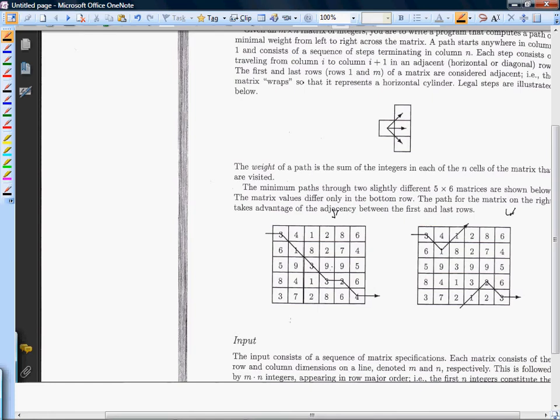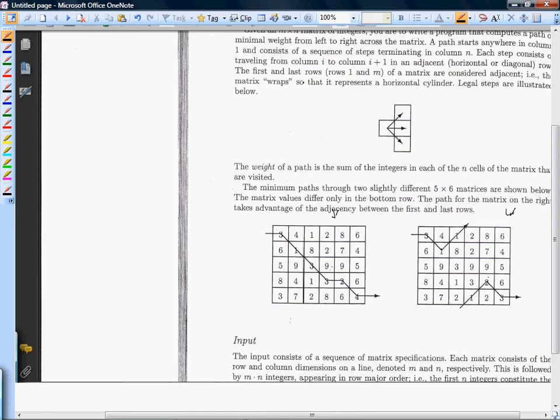The shortest path is the one that starts here at the 3 and goes up and around as a cylinder, and we saw this in class. The question is, how do you write a function that's actually going to calculate the length of the shortest path? That's what we want to do over here.